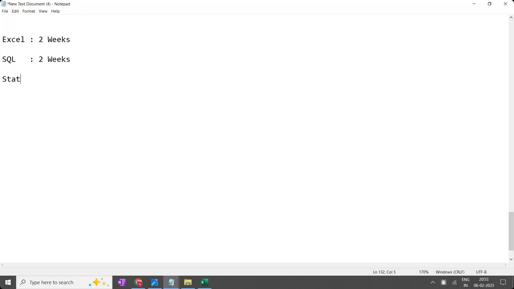And next, statistics. The statistics will be for 2 weeks. And from that, Python. Python will be 4 weeks. Why is Python 4 weeks? Because it includes core Python. It is a programming language. It is not a tool. Remaining all of them are tools. This is a language, so we require core Python. Core Python will take almost 2 weeks of time. And from that, Python for data science, which is related to data science, will take an additional 2 weeks of time. So total 4 weeks.